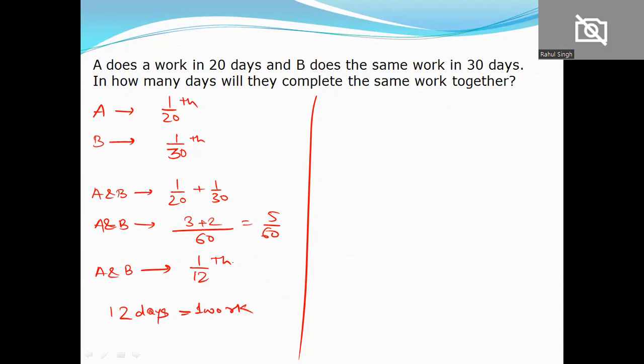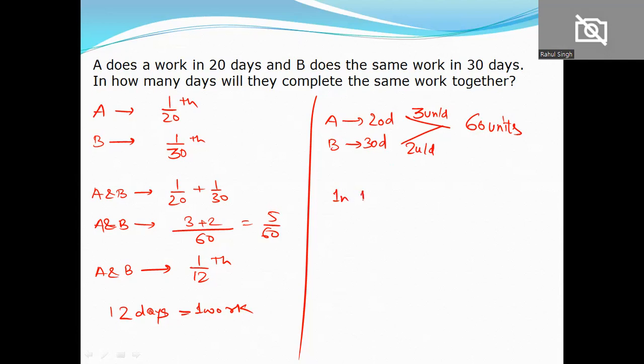Alright, let's take this question by the LCM approach. A is taking 20 days to finish a work. B is taking 30 days to finish the same job. So the LCM of 20 and 30 is 60. 60 units of work is getting completed by A and B individually in 20 days and 30 days respectively. So if A is taking 20 days to finish 60 units, he is doing 3 units of work in one day, and B is taking 30 days to finish 60 units of work, so he is doing 2 units of work in one day.